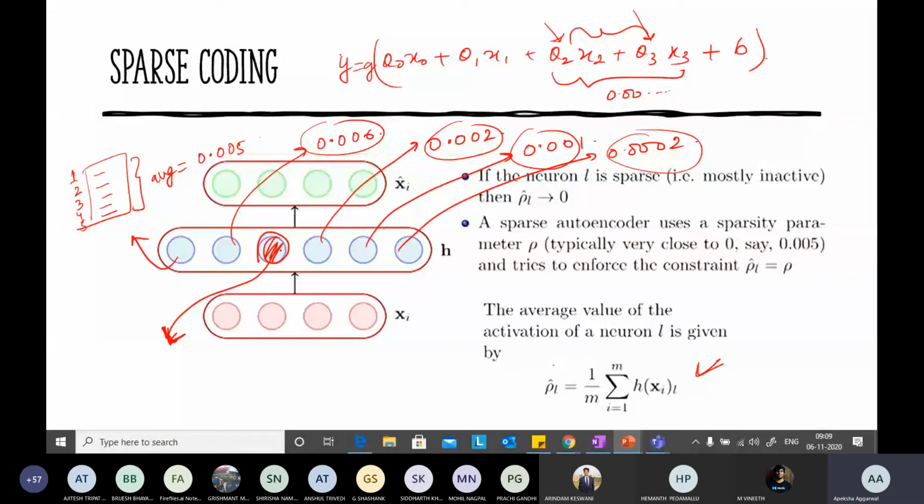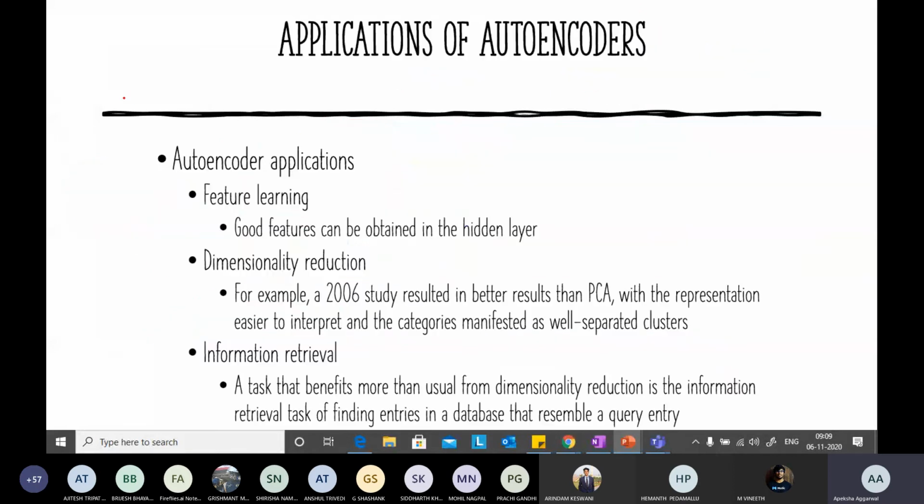We only activate those neurons where we decide, okay, this neuron is very important to me. It stores important information required to regenerate the output, which is exactly the same as my input. I want to fire only those neurons whose activation is a good representation of the input, and we want to reduce most of them to approximately zeros, 0 point some lower values. So this is the overall idea of sparse encoders.